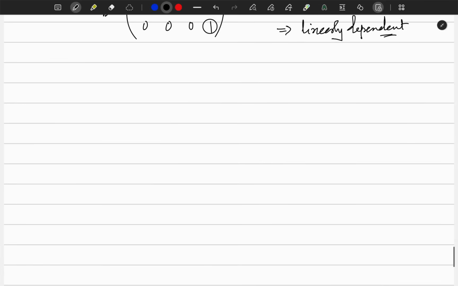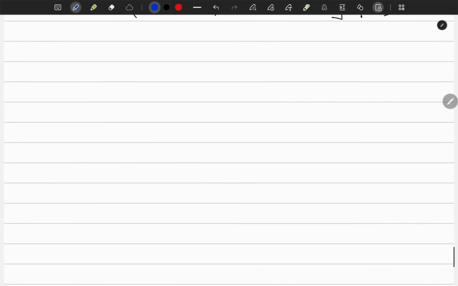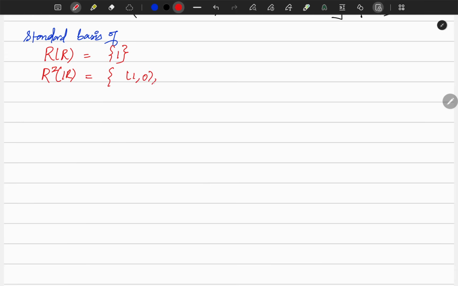They may ask questions in this way as well. For example, 2 mark questions will be: write the standard basis of, for example, R over R. So what is a standard basis? This one. R2 over R: (1, 0), (0, 1). They may ask R3 over R: (1, 0, 0), (0, 1, 0), (0, 0, 1). Okay.